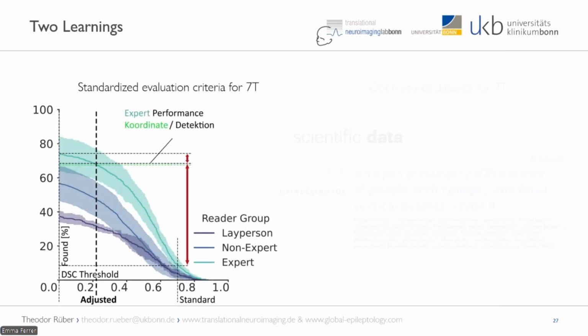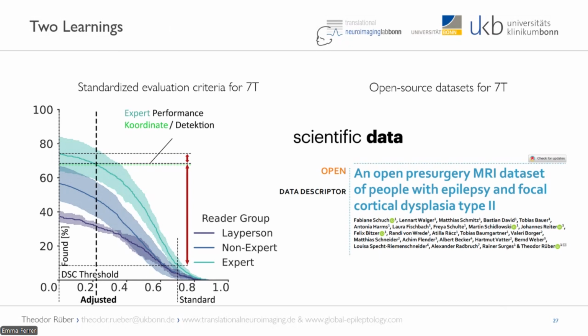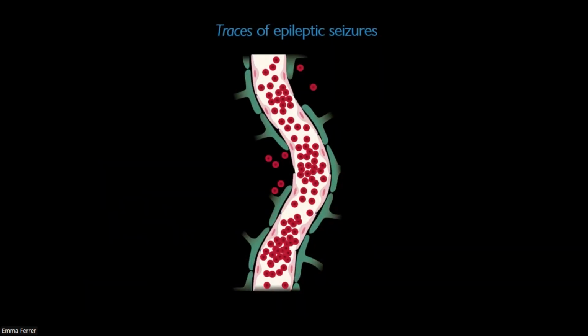So what I say we have learned so far is we need standardized evaluation criteria for 7T, for 3T as well, for all imaging, and we need open source data sets for 7T. And that's something that we're working on in Bonn as well with Tony's team. And we have published all these lesional data sets under 3T, and you can download them and use them for training. And we're planning the same thing for 7T.